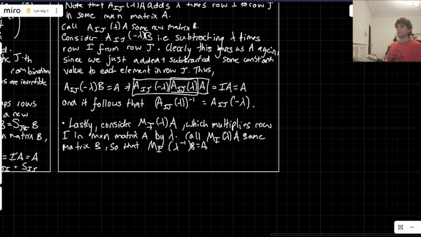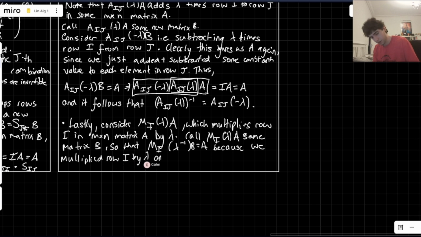Okay, so clearly, multiplying row I by lambda to the -1 is the same as multiplying row I by 1 over lambda. That's what lambda to the -1 is, for a real number lambda. Obviously it's not defined for 0, but we don't care because lambda cannot be 0 anyway. So multiplying row I by lambda to the -1 is the same as dividing row I by lambda. Clearly, when you multiply row I by lambda and then divide it by lambda, you're going to get back to what you started off with, which is just matrix capital A. I explain this because we multiplied row capital I by lambda, and then divided it by lambda, to get capital A back.